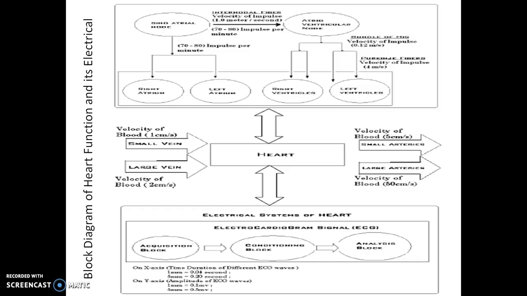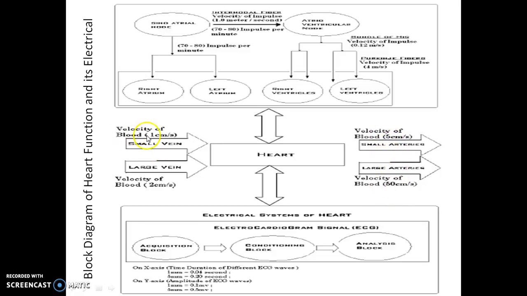Now we can see a block diagram here. The complete heart is being made in the form of a block diagram. So what does this block diagram indicate? This block diagram indicates that there are small veins and large veins connected to the heart, and the velocity of blood in these veins is given as some values here, like 1 centimeter per second. In large veins the velocity of blood is 2 centimeters. Like that, there are small arteries and large arteries from the heart to the other parts of the body, and the velocity of blood in these arteries is also mentioned here.